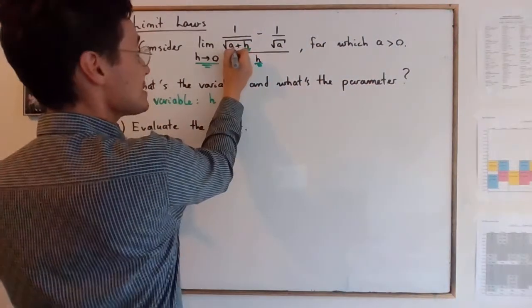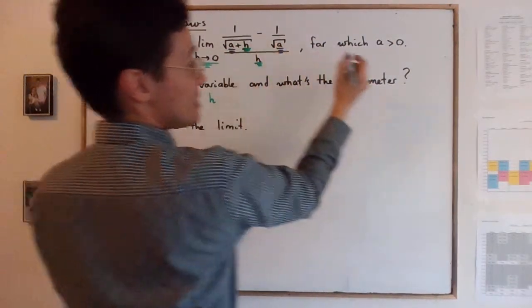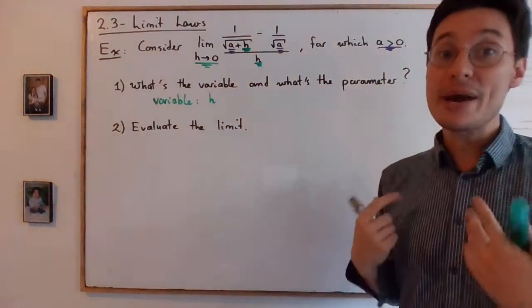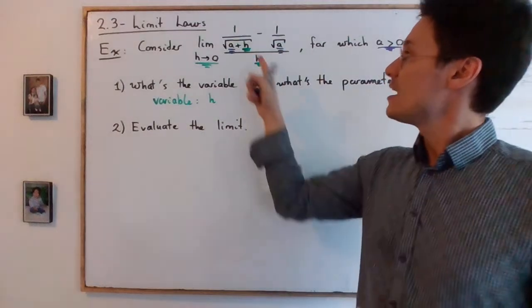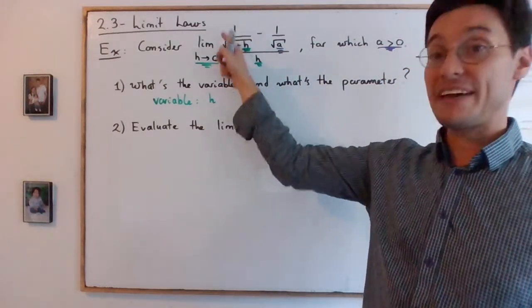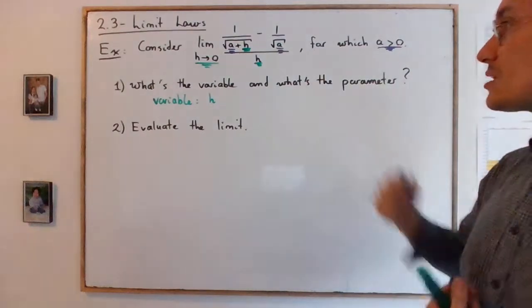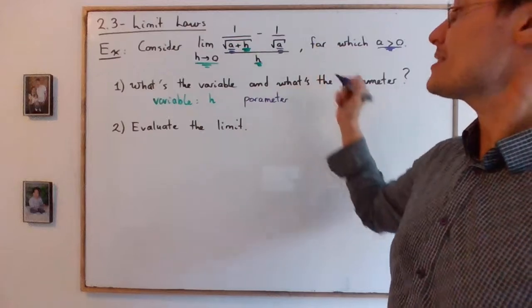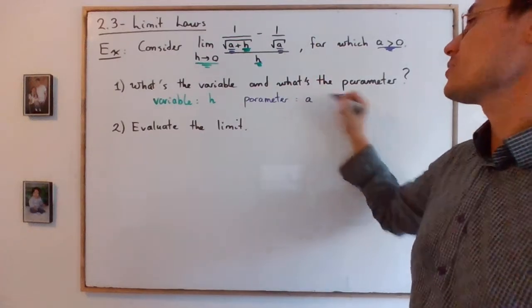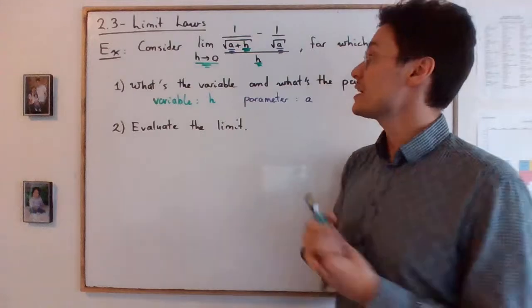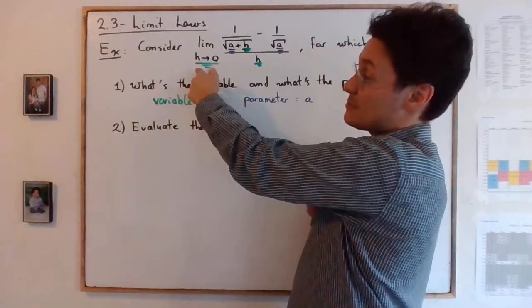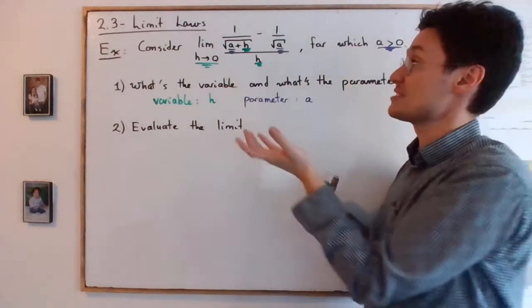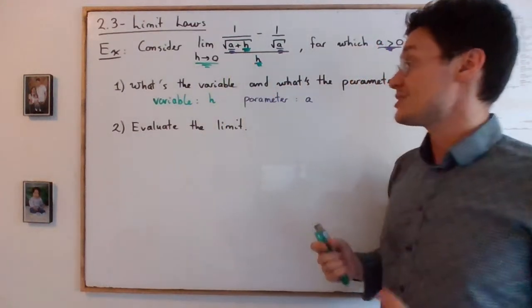So a is considered a constant in this limit. One particular thing is that we're only considering a to be greater than 0, because otherwise this limit will fail to exist. So the parameter is a. In other words, the limit doesn't depend on a at all. Well, actually, the result will depend on a, but a is not approaching a specific value. It just stays as is. So it's a constant as far as this limit is concerned. The variable of the limit is h.